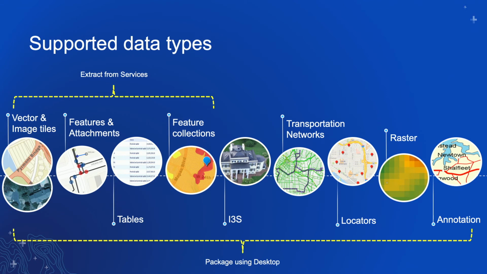Now, depending on the pattern you use, if you're using the desktop pattern, you have access to all of these different data types. But if you're using the services pattern, you get access to only a subset because we only support extracting some of these data sets from the server.